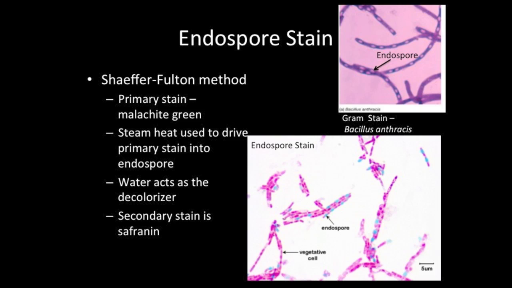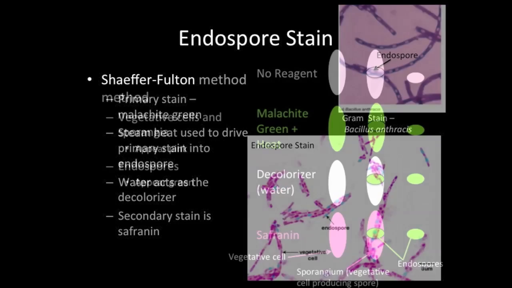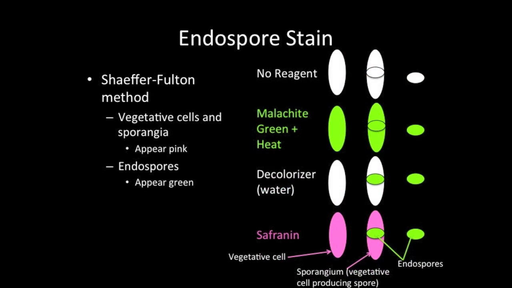The endospore stain method outlined in your NCTC lab manual is the Schaefer-Fulton method. In this method, the primary stain, malachite green, is applied to a heat-fixed bacterial sample and then exposed to steam heat to drive the malachite green into the protective coating of the endospore. Malachite green is an aqueous stain that does not bind strongly to cellular structures. Its affinity for cellular structures is very low. So as water is applied as a decolorizer, malachite green is easily washed out of the vegetative cells, leaving them clear, while the protective coat of the endospore traps the malachite green, leaving the endospore green.